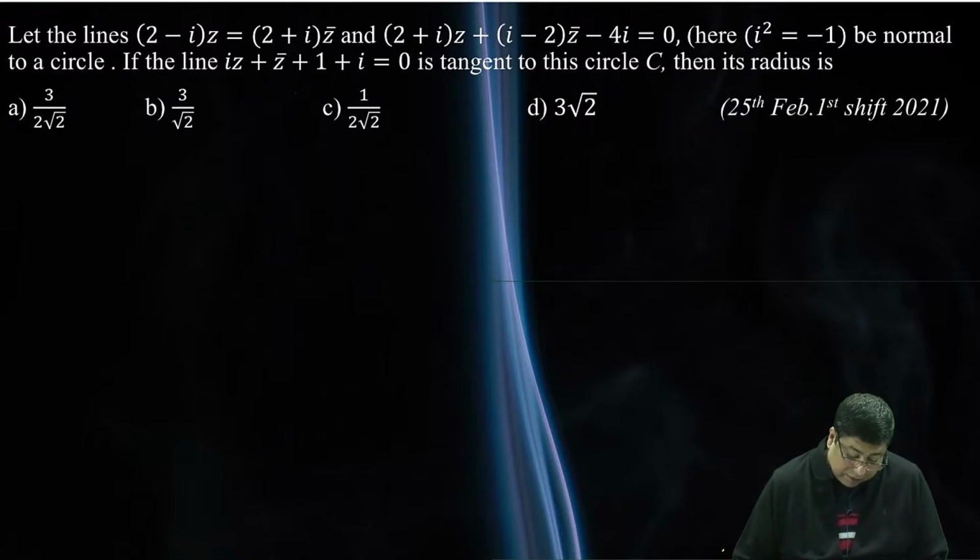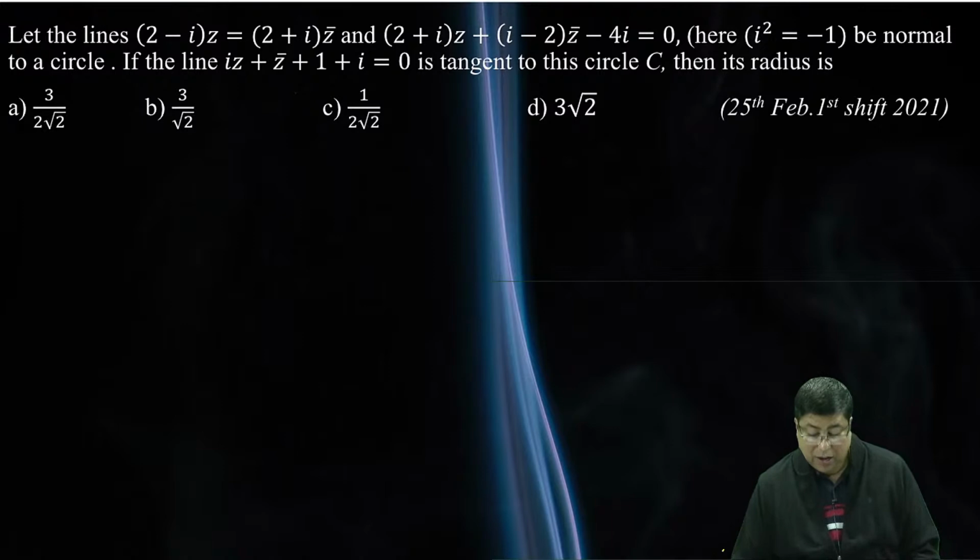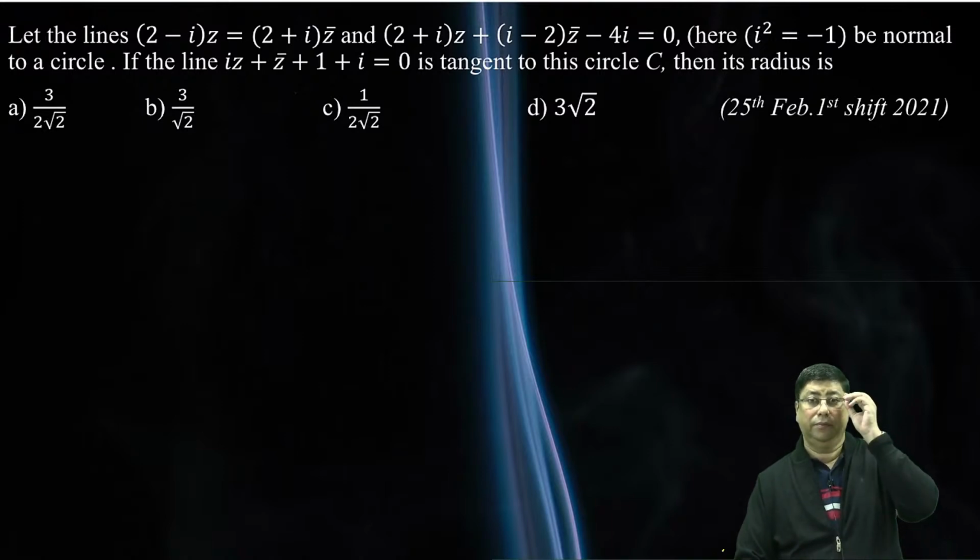Let the lines be the normal to the circle. If the line Iz plus Z bar plus 1 plus I equal to 0 is a tangent to the circle, then find its radius. Do it first. Try to solve this sum.